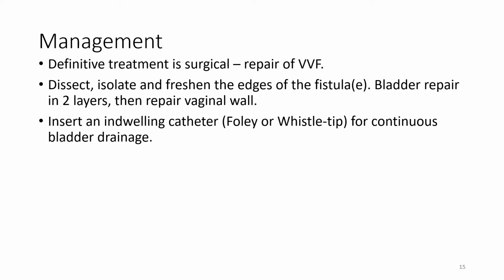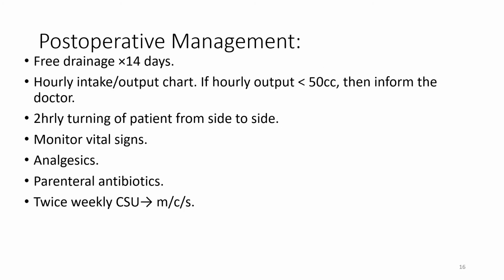So management: definitive treatment is surgery to repair the fistula. That is the important thing. You repair the bladder in 2 layers, then repair the vagina, and then you insert an indwelling catheter. This is to divert the urine so that an epithelial tract does not form. Another way of preventing fistula formation in patients that have obstructed labor is also to pass a catheter, and the catheter should be there for at least 2 weeks to divert urine outflow and prevent a fistula from forming.